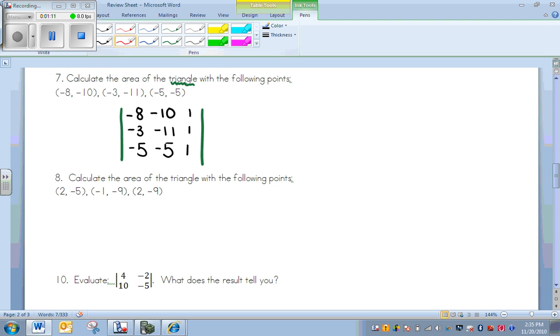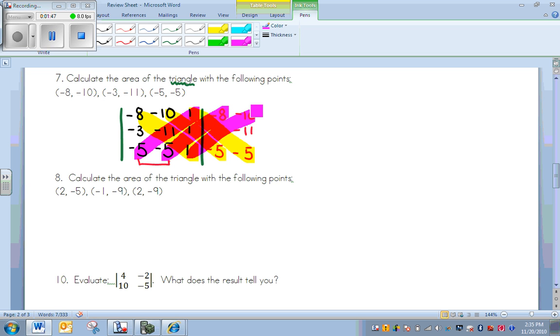Okay, now, when you're finding the determinant, we rewrite the first two rows, again, on the right side of the matrix. So -8, -3, -5, -10, -11, -5. Right? And then what we do is we do all of the diagonals, the 3-piece diagonals going to the right, here they are, and then I multiply all those. I'll do that in a second. Then I multiply all the diagonals going to the left like this.